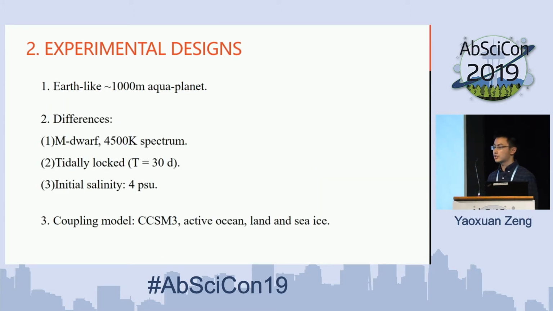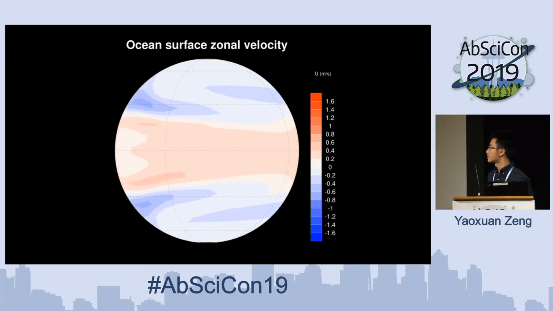So we carried out our experiment on Earth-like aqua-planets with ocean depths of around 1,000 kilometers. The model we use is the CCSM3 fully coupled model with active ocean, land, and sea ice dynamics. Because we are simulating an aqua-planet tidally locked around an M dwarf, we made some changes to the spectrum and the rotation period.